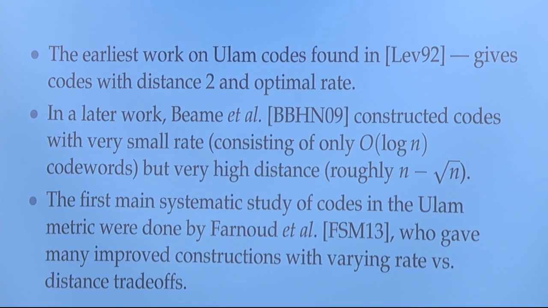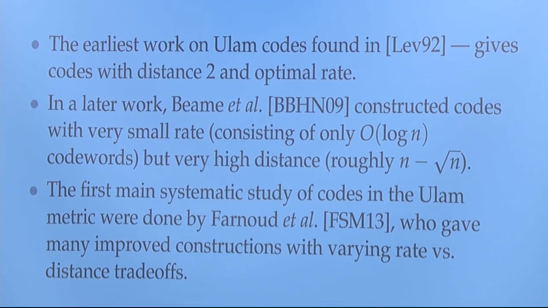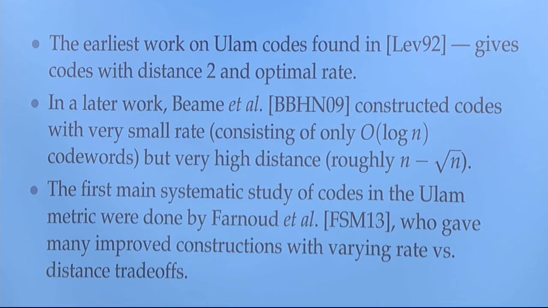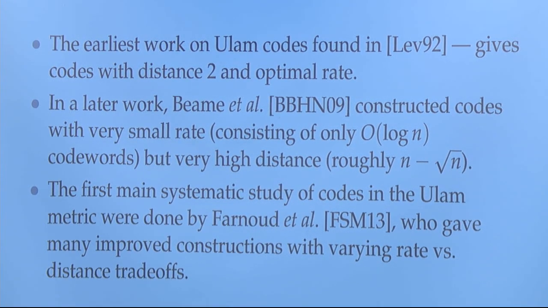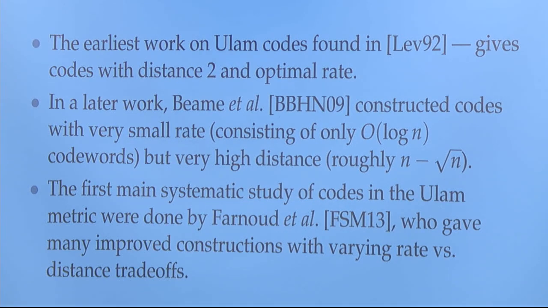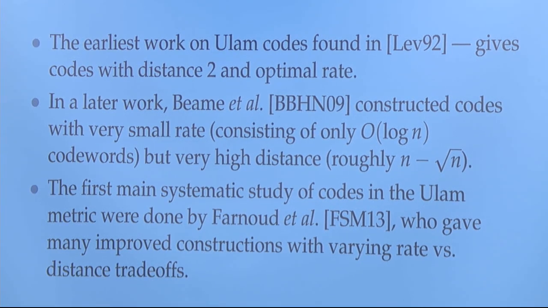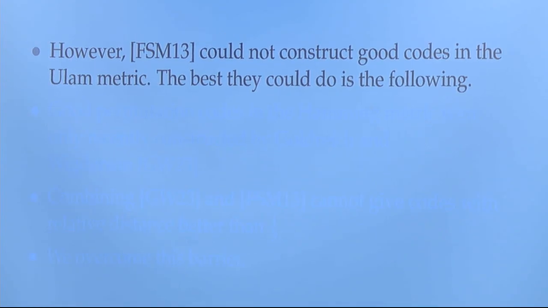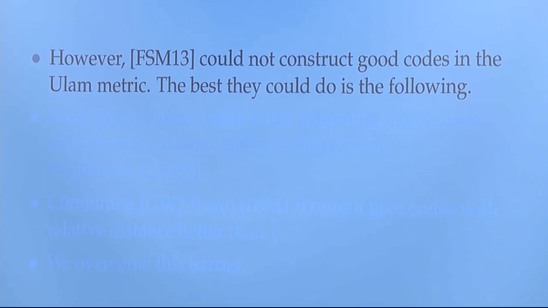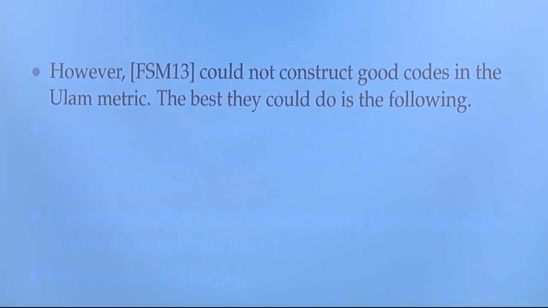But the first main systematic study of codes in the Ulam metric was done by the paper by Farnoud and others, who gave many improved constructions with varying rate and distance trade-offs. And this is maybe the paper on codes in the Ulam metric. If you care about why these codes matter and if you care about practical applications, this is the paper you should look at. They also prove a bunch of theorems about codes. But what they couldn't do is construct good codes in the Ulam metric. The best they could do is the following conditional construction.